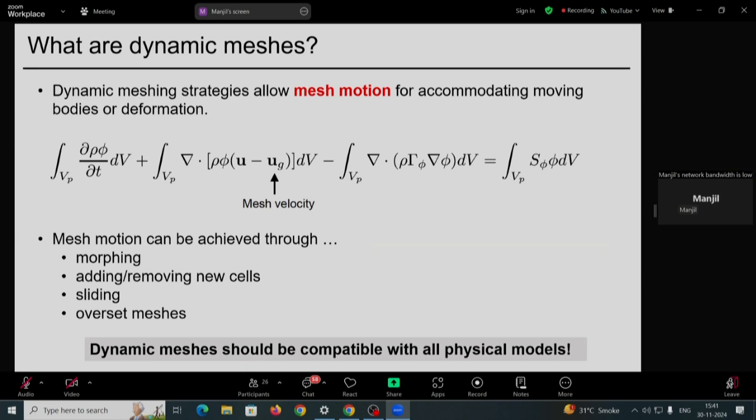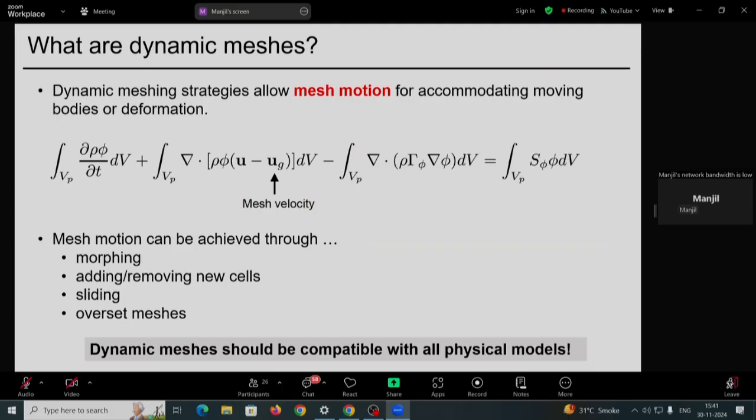Mesh motion can be achieved through mesh morphing, by adding or removing cells, by sliding, or by overset meshes. We'll come to this shortly. Dynamic meshes should be compatible with all the physical models and all solvers, so it should not be limited to any particular models and solvers.